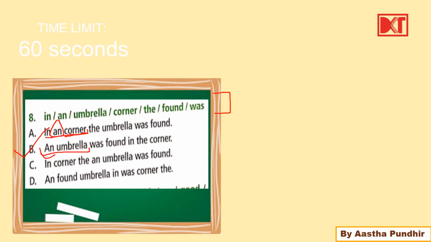So an umbrella is the usage of an as well. This is also correct because as I told you, an is used with vowel sound words, right? And in the other two as well, in corner, the, and umbrella, there is usage of two articles together, and then in found umbrella, usage of an with a verb. The article is used with a noun, not with a verb, right? So the correct answer is B. An umbrella was found in the corner.